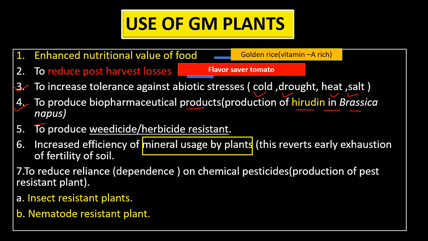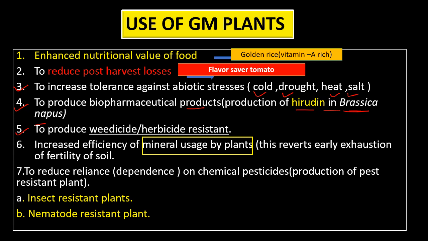Now, another is to produce biopharmaceutical products like hirudin in Brassica napus. We extract or produce hirudin in Brassica napus. This hirudin is known as an anticoagulant factor.